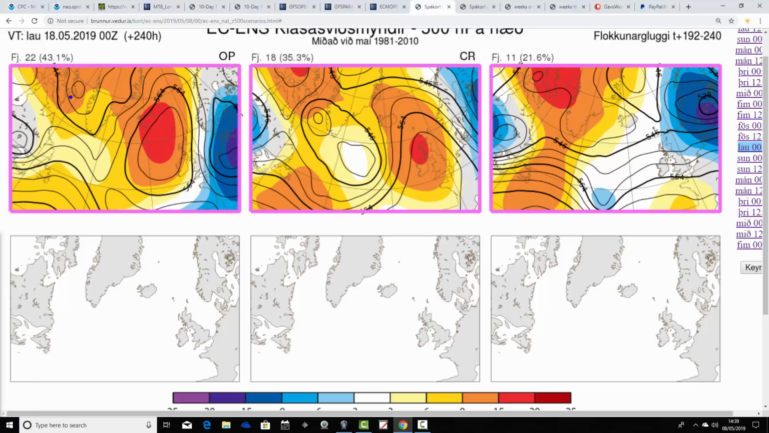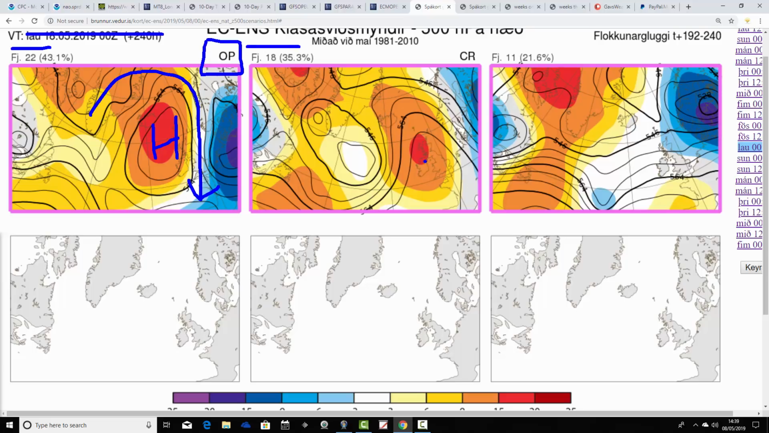At day 10, from the Icelandic Met Office, this is the 18th of May. So we have 22 members of the ECM ensembles with high pressure over or just slightly to the west of us, bringing those sort of northeasterly winds. That includes the operational ECM run, the run that we were just looking at.